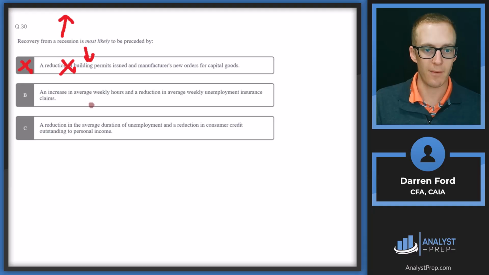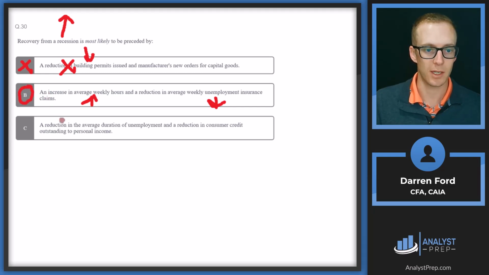B, an increase in average weekly hours. That sounds good so far. And a reduction in average weekly unemployment insurance claims. So that's also good. If we have less unemployment insurance claims, that means more people are employed, less people are unemployed, and that's likely going to lead to more economic activity because companies are producing more and then more workers are working, so they have more money to spend. So it's kind of a positive feedback loop there. So B is probably going to be our answer.